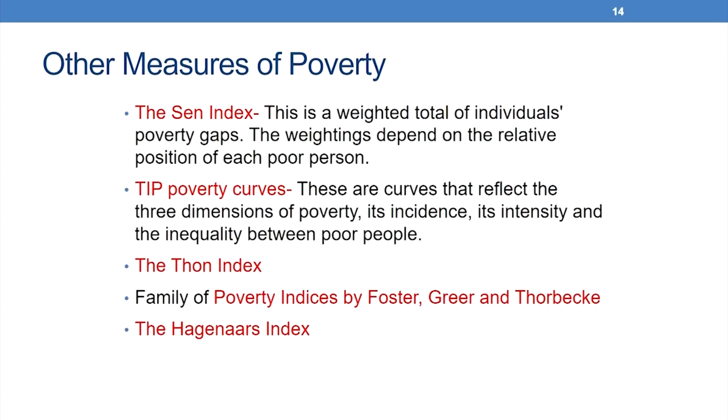Now, some other measures of poverty, which are very frequently used in development research, I will just flag off some of these indices without going into the details of these. This may be followed up by students who would like to make use of these indices, and there are plenty of materials available on them. For example, the Sen index, we have the FGT index, the Foster, Greer and Thorbecke index. So, these are certain indices that help us look at dimensions of poverty through its incidence, intensity and inequality between poor people.